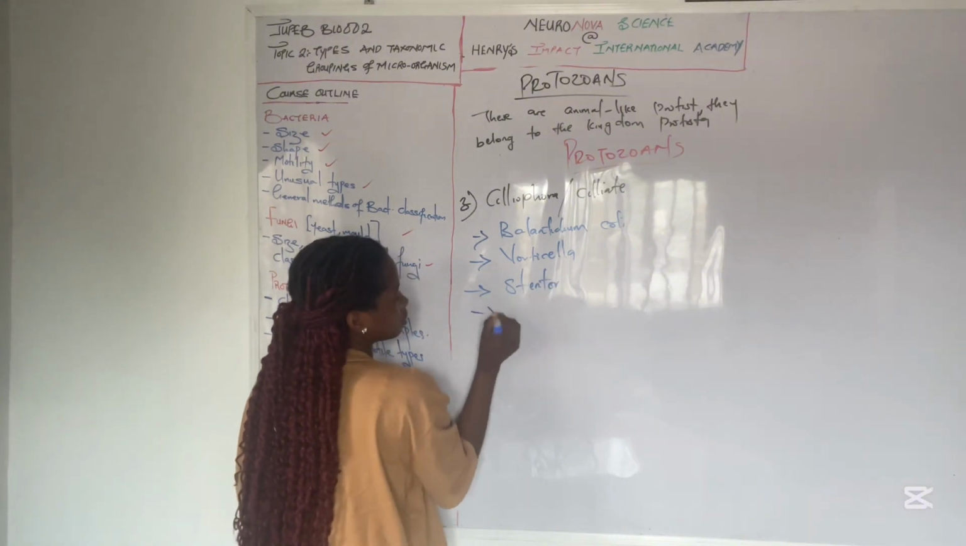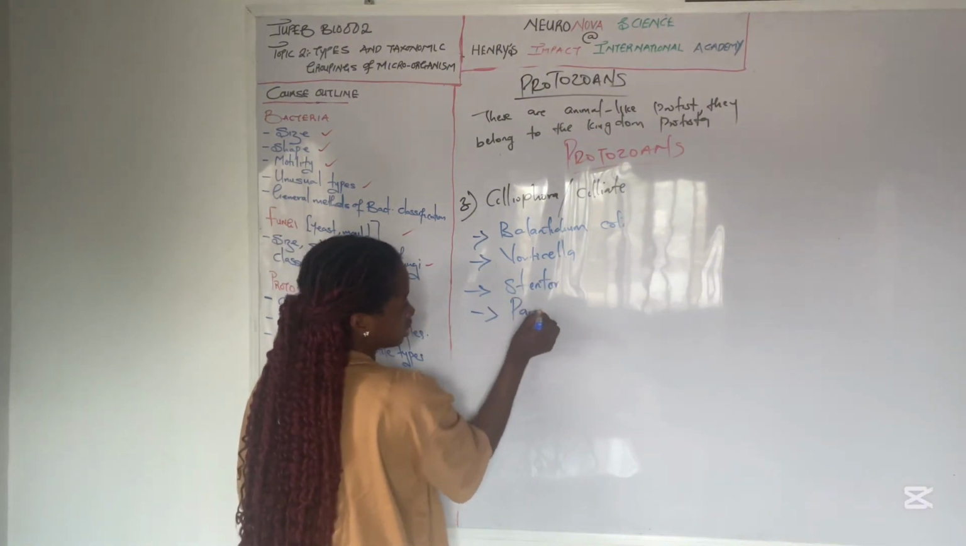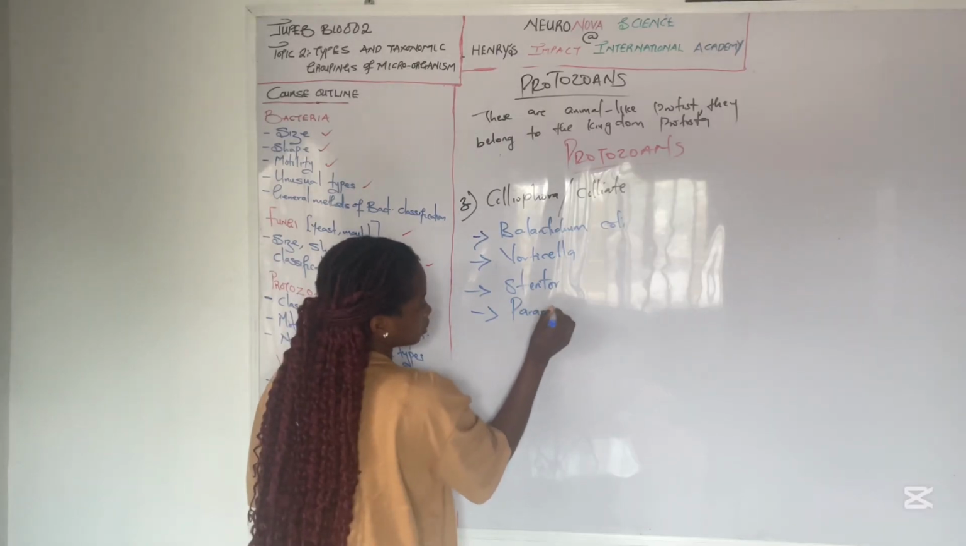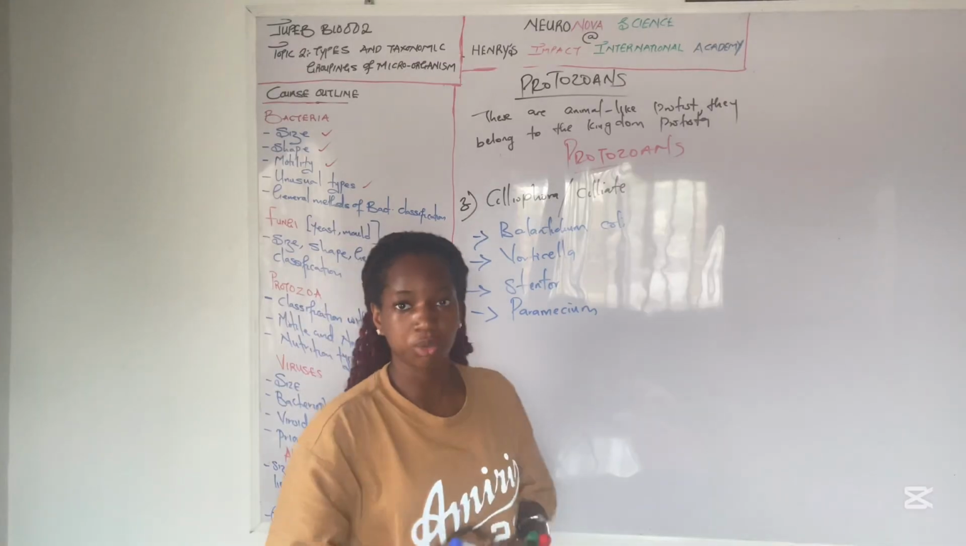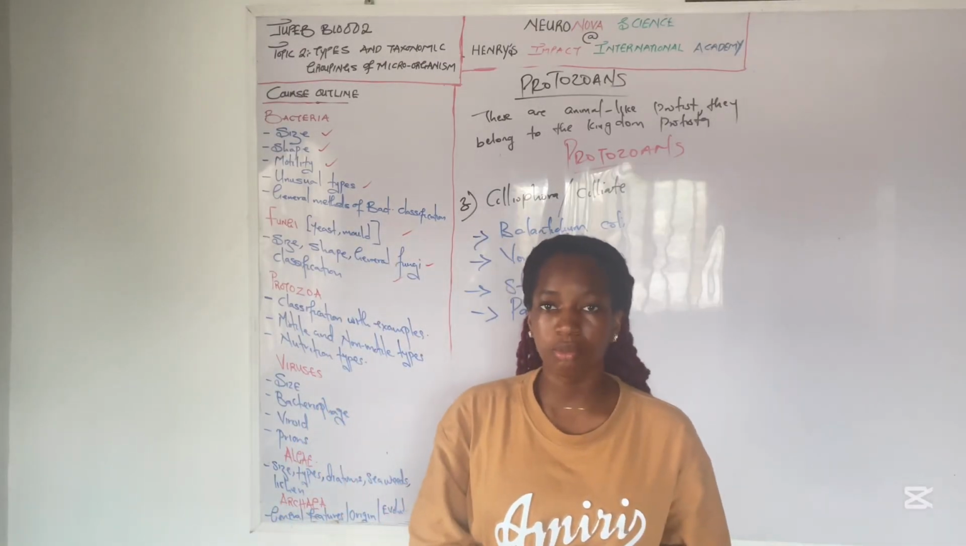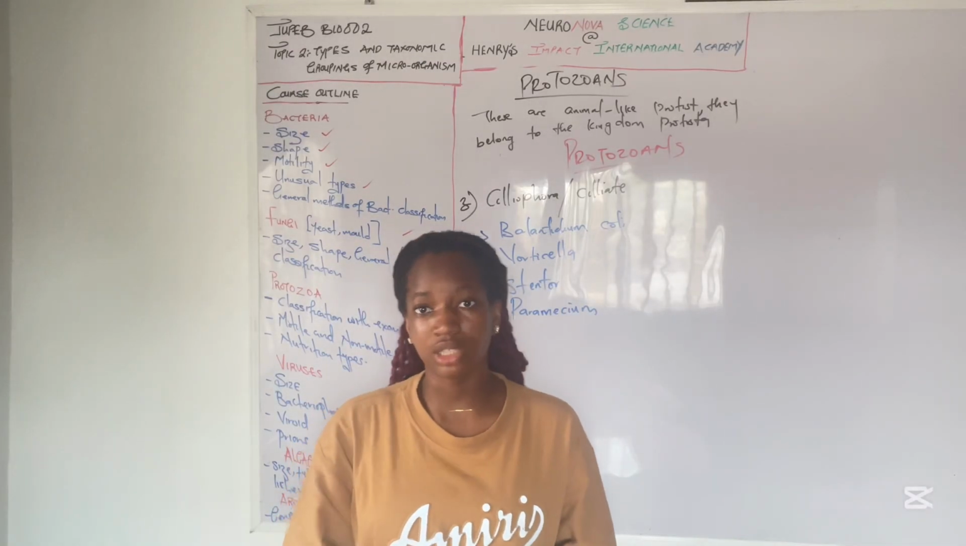Then you also need to know that your Paramecium is also a Coleophora. So they can ask in your OBJ question, which of the following organism or which of the following protozoa move via the aid of a cilia?